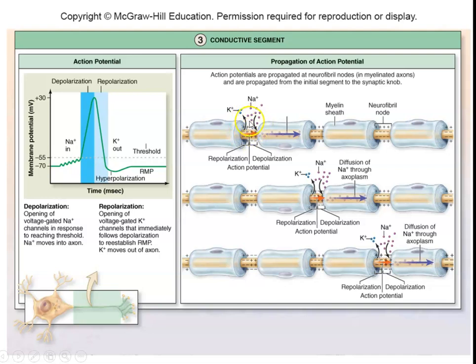You have the nodes of Ranvier, or the neurofibril nodes here. This is where all of the voltage-gated channels are going to be located at these nodes. So you're going to have sodium influx here, and it's going to rapidly move down the axon, and bam, it's going to hit the next region of voltage-gated channels. Sodium influx, bam, rapidly down the axon. Sodium-gated channels open, and so on and so forth, okay?